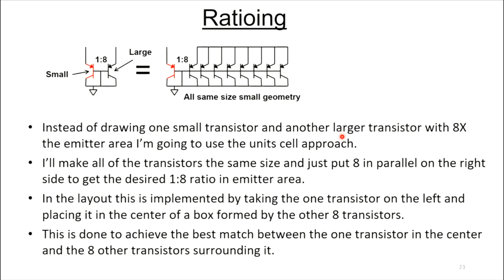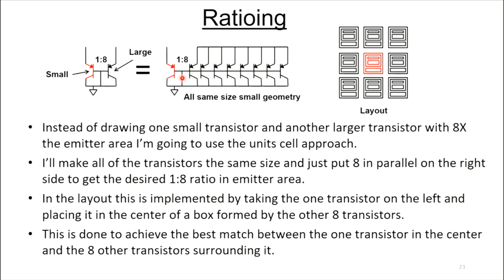Now in the layout, we're going to take that one transistor and put it smack dab in the middle of the other 8. The other 8 are going to be arranged around the outside. We're doing this in the layout to achieve the best match between this one transistor in the middle and all these other 8 that are coming around it. Once again, we're trying to maybe cancel out gradients as they're coming across the wafer here. So this just shows one example of trying to match with a ratio as opposed to just matching two identical devices.